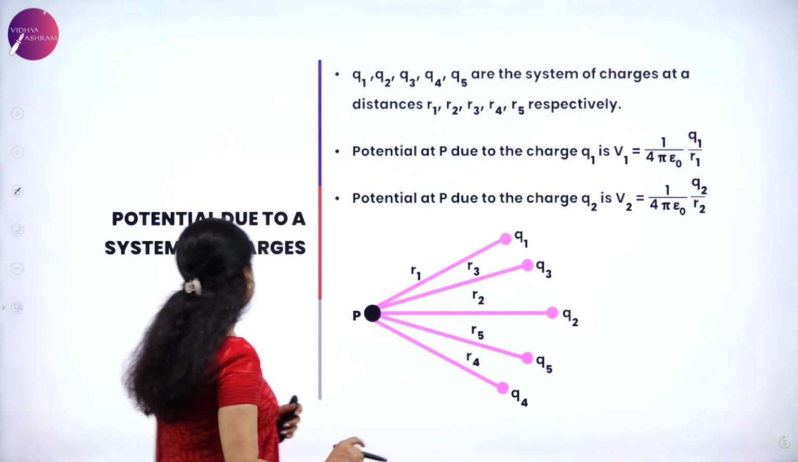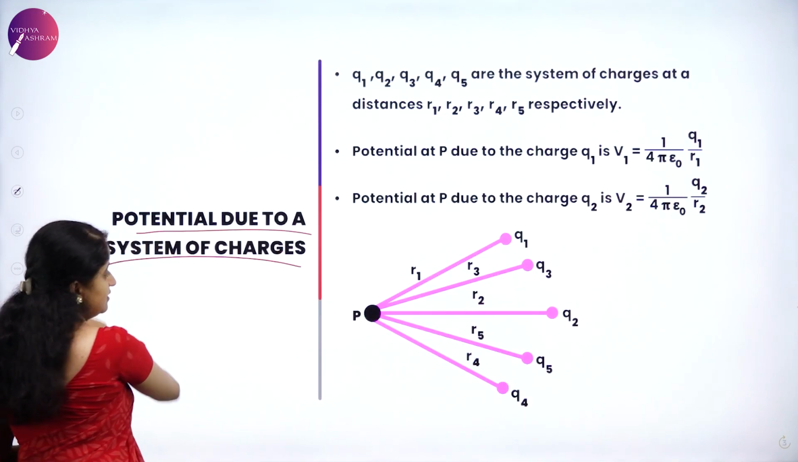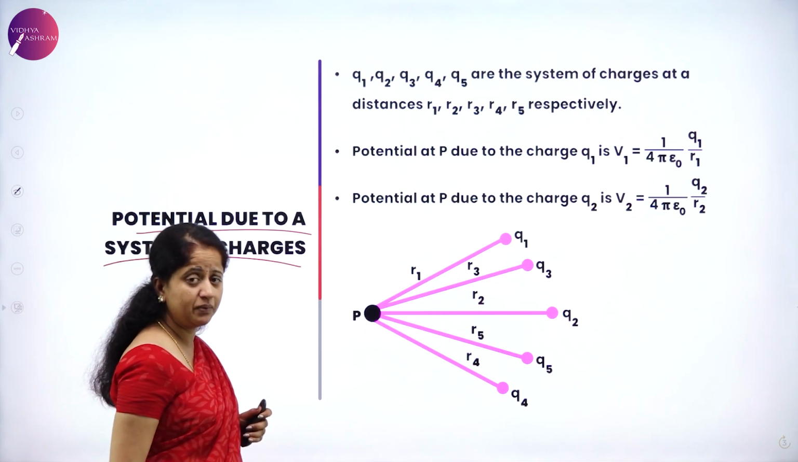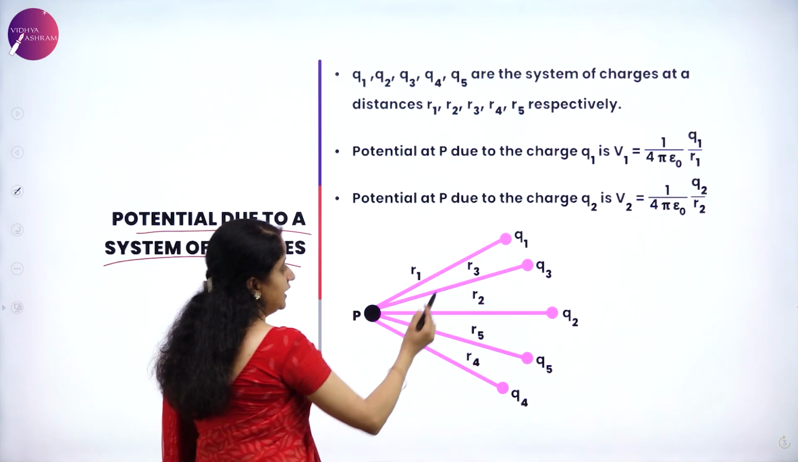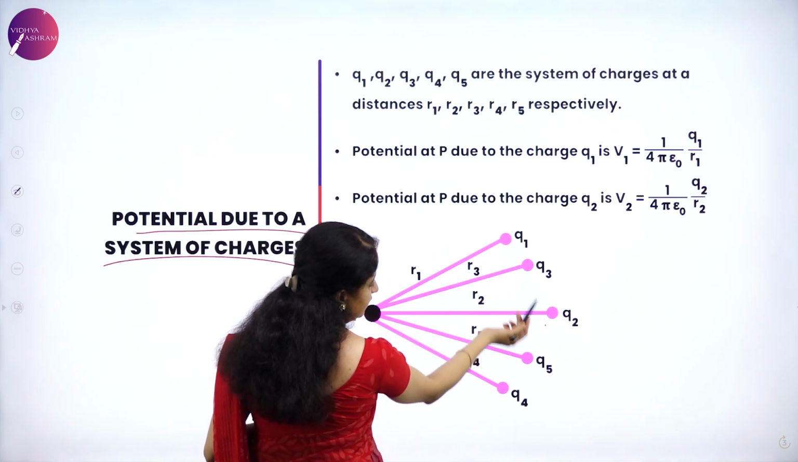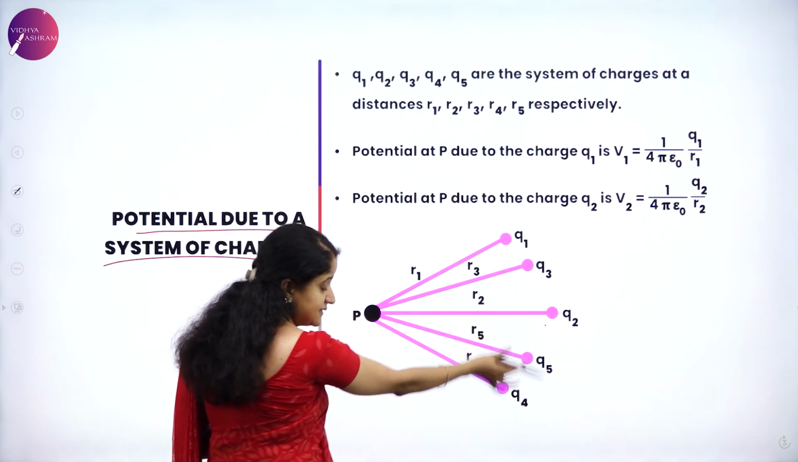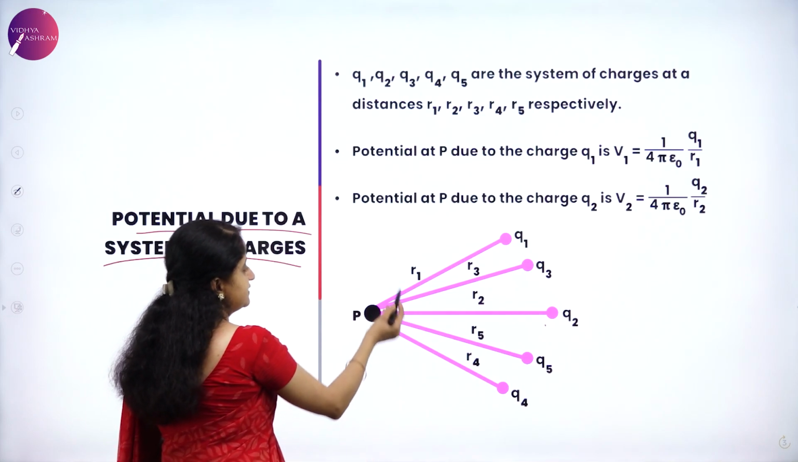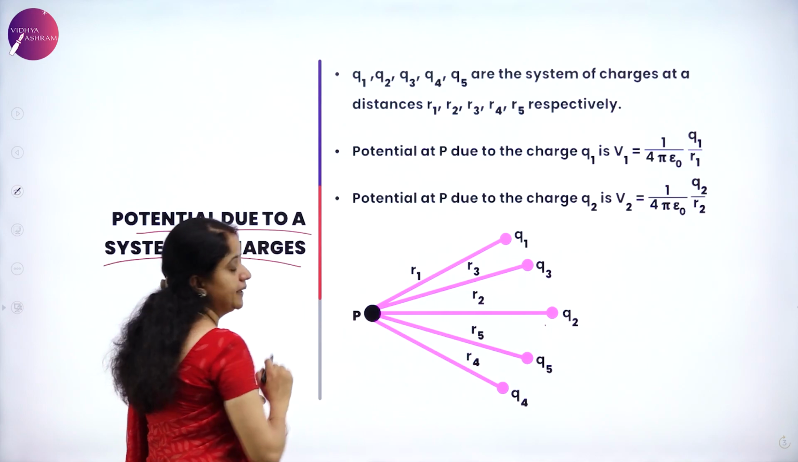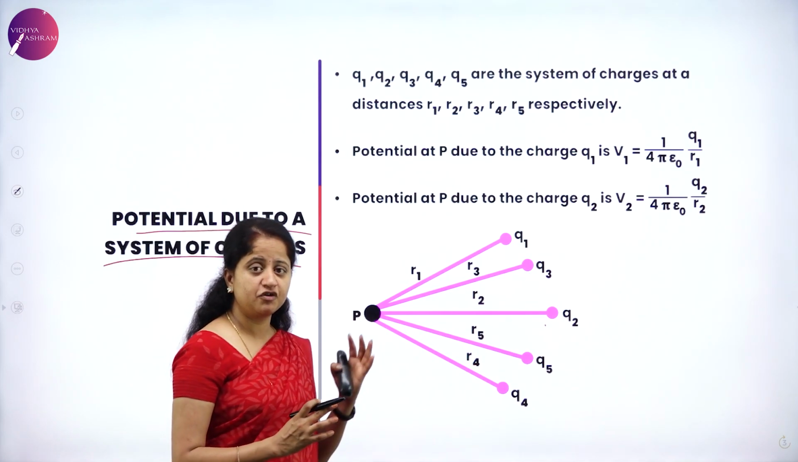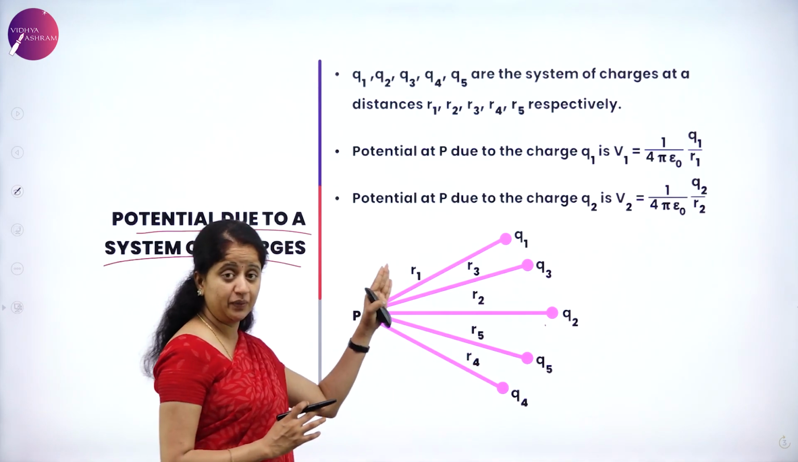So let's move on to the next topic, that is potential due to a system of charges, or we can say the superposition principle for the potential. For that we have considered different charges Q1, Q2, Q3, Q4, Q5. These are the system of charges which are at distances R1, R2, R3, R4 and R5 respectively from a point P. So now let us write the expression for potential at the point P due to various charges.